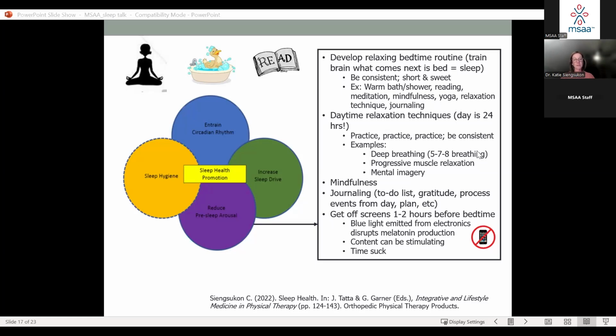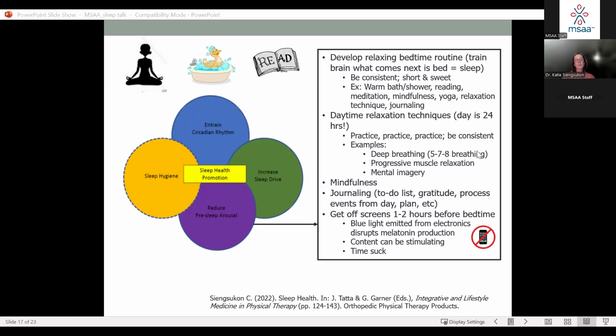Another one is progressive muscle relaxation, which is one where you progressively tighten and relax different muscle groups within the body. Mental imagery is another strategy. Doesn't really matter which one you use. Whichever one you're going to use and use it consistently is the one you probably want to go with. And again, practice it throughout the day.